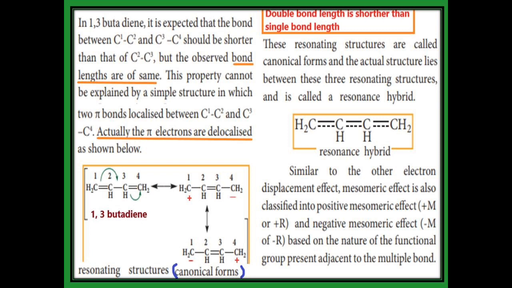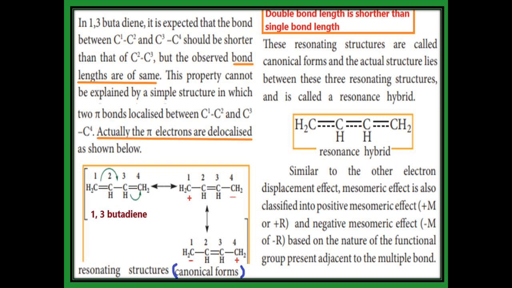The same is reversed from the fourth carbon to the third and second carbon, and then the second and first carbon, meaning we get the reverse sign. Reverse sign means the fourth carbon becomes positive and the first carbon becomes negative. So these are all now called resonating structures. Another name for resonating structure is canonical form.